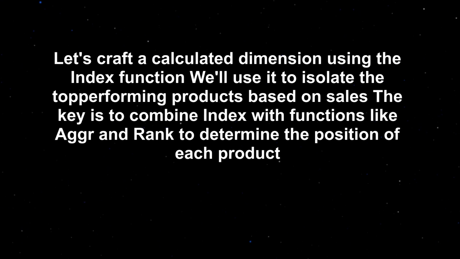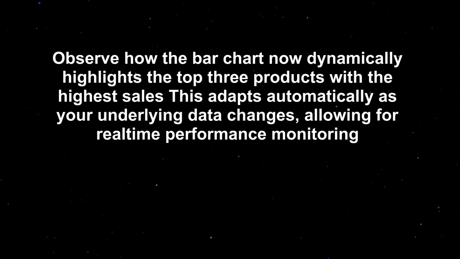The key is to combine an index with functions like aggr and rank to determine the position of each product. Observe how the bar chart now dynamically highlights the top 3 products with the highest sales. It adapts automatically as your underlying data changes, allowing for real-time performance monitoring.